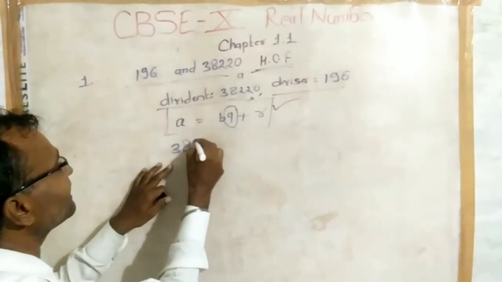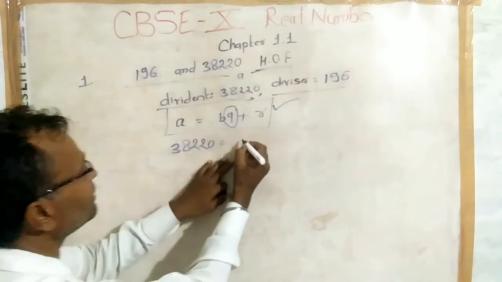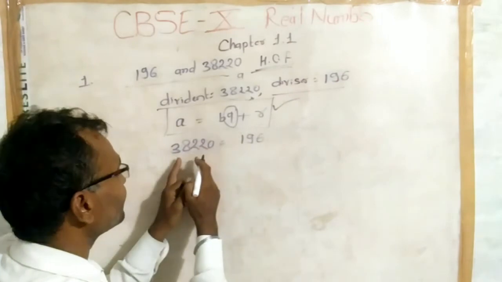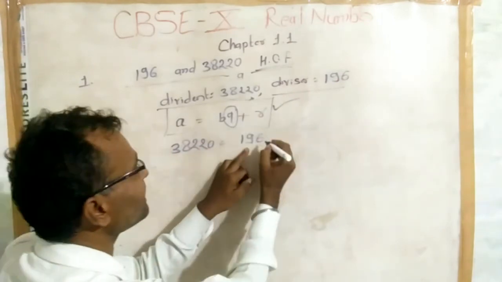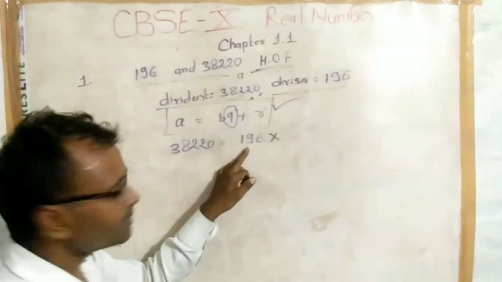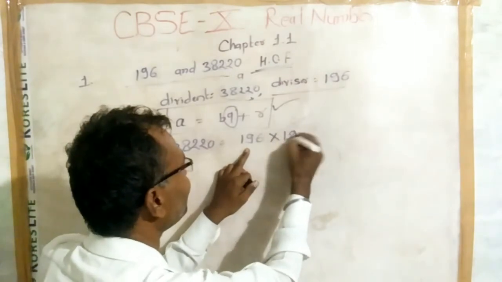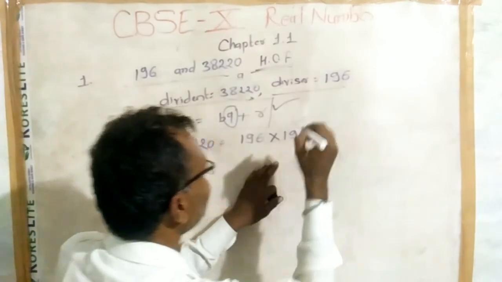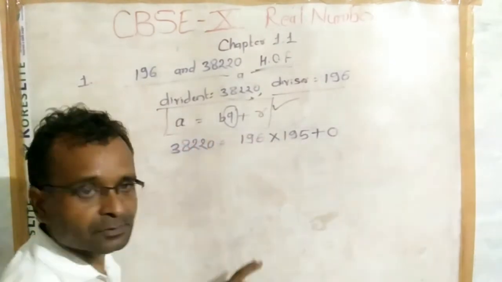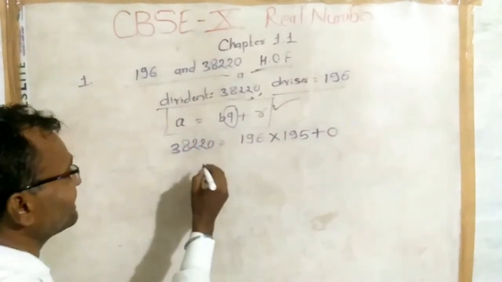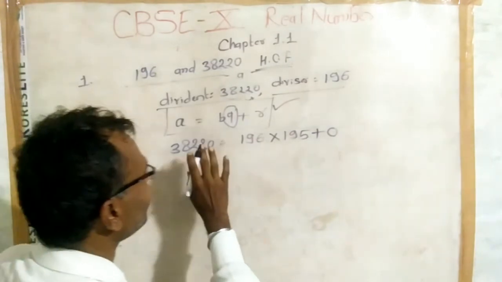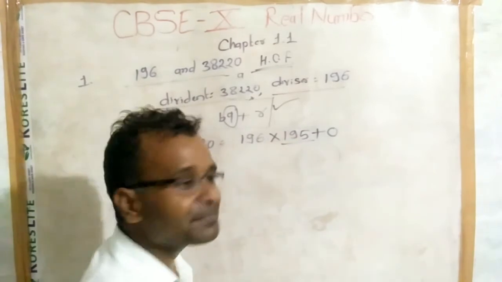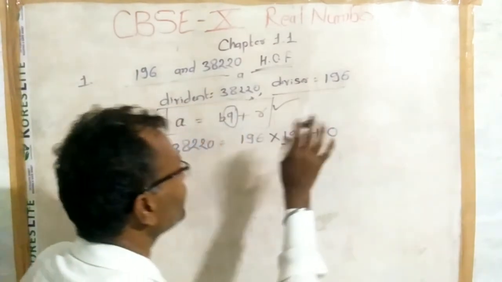A equals 38220 equals 196 times q. When we divide 38220 by 196, we get 195 as a quotient, and the remainder will be 0. It can be completely divided by 196, 195 times, and the remainder will be 0.